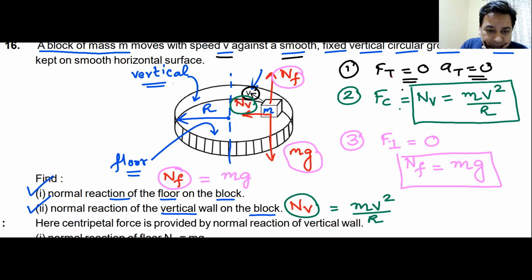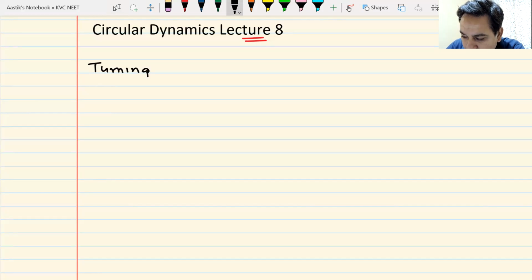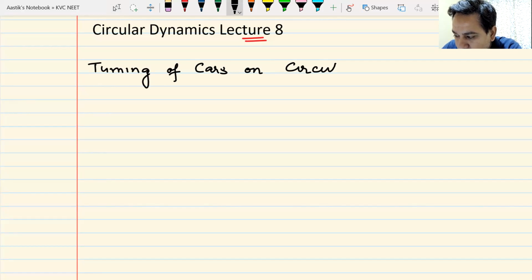And what type of questions are we going to deal with now? Well, we are going to deal with a very peculiar type of question or motion, which is turning of vehicles, or basically cars, turning of cars on circular roads.